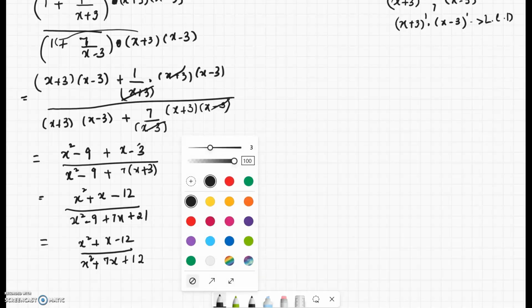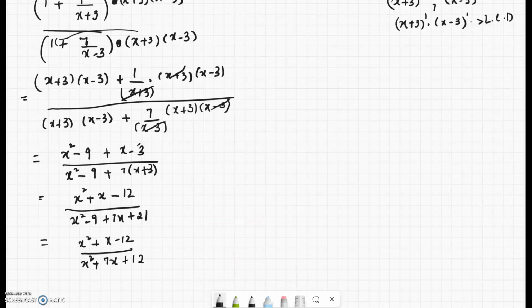In the denominator, the x minus 3 gets cancelled, and we are left with x squared minus 9 plus x minus 3 in the numerator, x squared minus 9 plus 7 times x plus 3 in the denominator. When we simplify, we get x squared plus x minus 12 divided by x squared plus 7x plus 12. We distribute 7 times x is 7x, 7 times 3 is 21. And when we simplify the numerator and denominator, we get quadratic expressions in both.